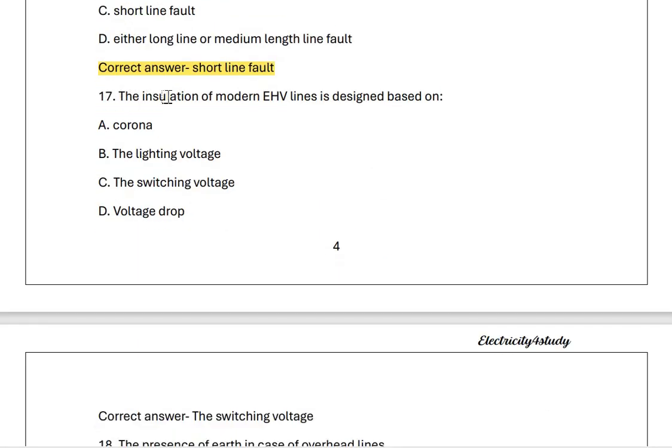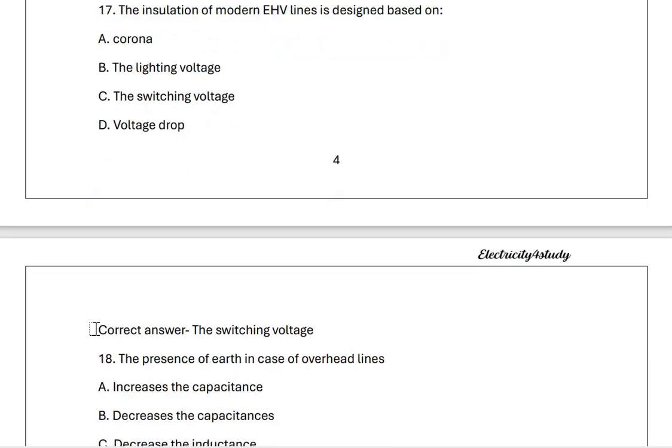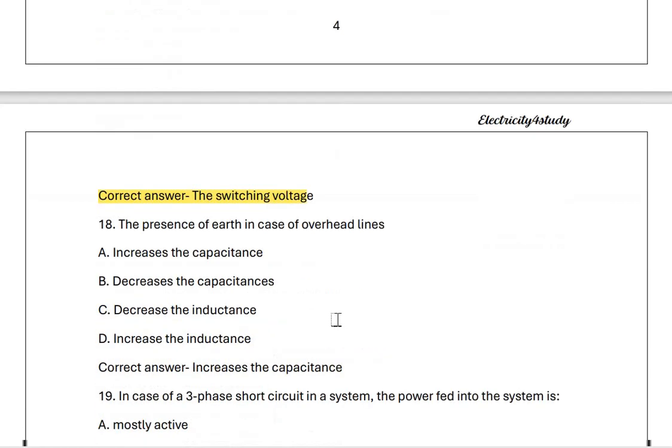17. The insulation of modern EHV lines is designed based on A. Corona, B. The lightning voltage, C. The switching voltage, D. Voltage drop. Correct answer: the switching voltage.